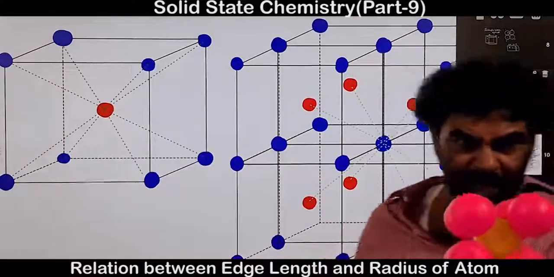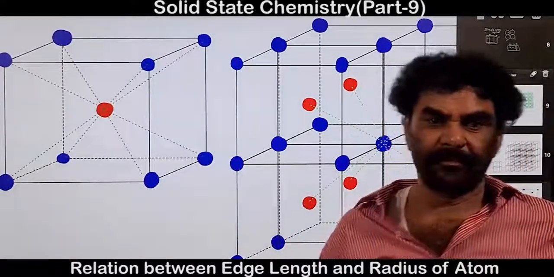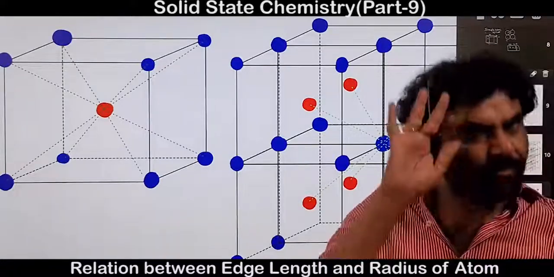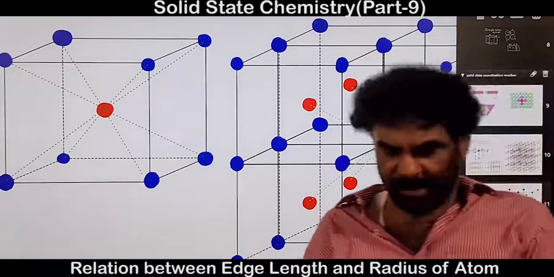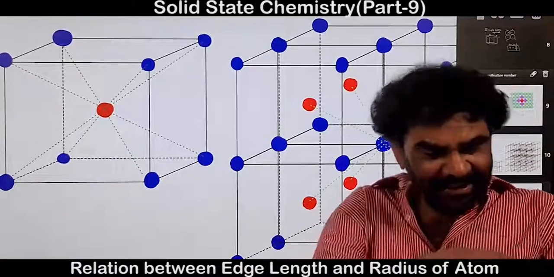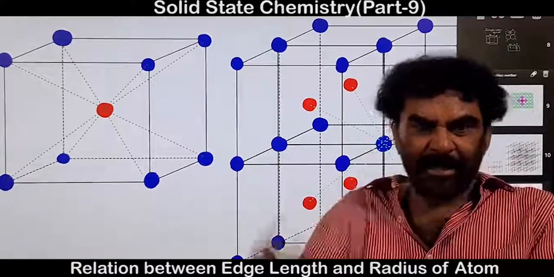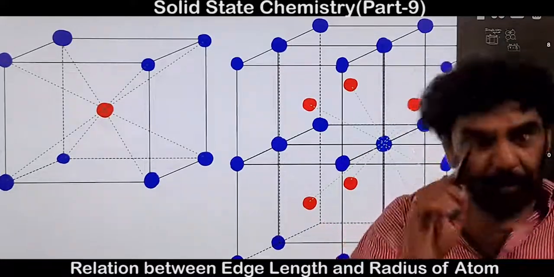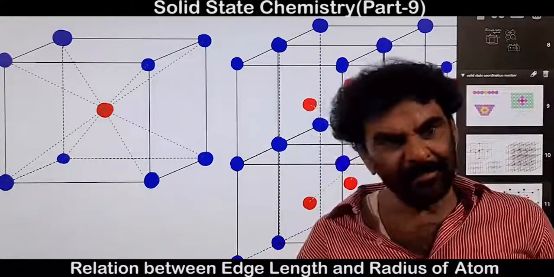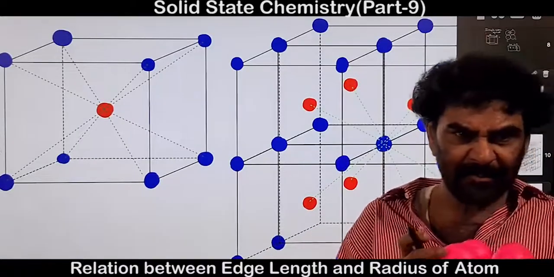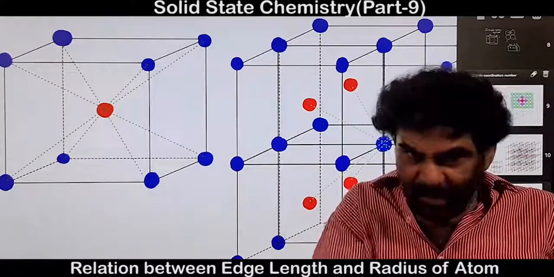The total lattice points in the BCC unit cell are 8 corner atoms and 1 at the center of the cube. So 8 plus 1, 9 lattice points in total, with the middle one being the body center. So which are touching? The corner atoms are not touching. The 8 atoms which are forming the cube are not touching each other.